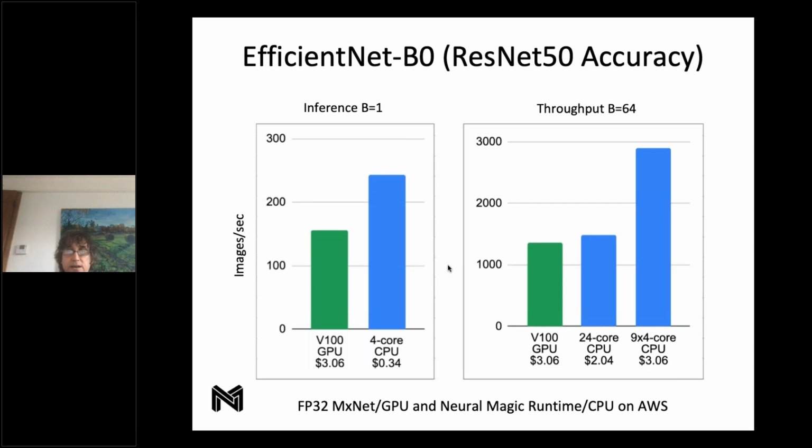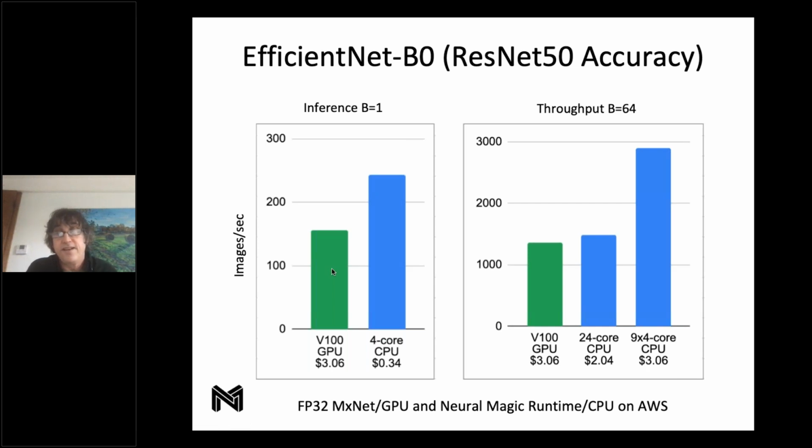Here are some results that compare running EfficientNet B0 on a GPU using MXNet, and on a CPU on AWS using the Neural Magic runtime. On the left side, for batch size 1 inference, you can see that a 4-core CPU that costs 34 cents an hour is on the same order, a little better, than a Volta GPU that costs $3 an hour.